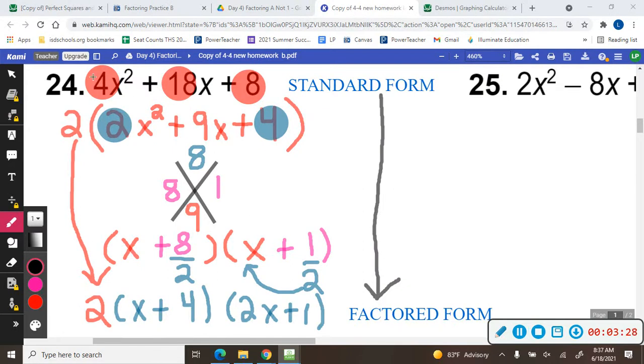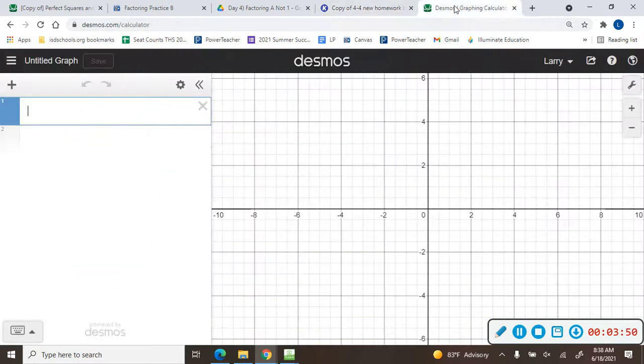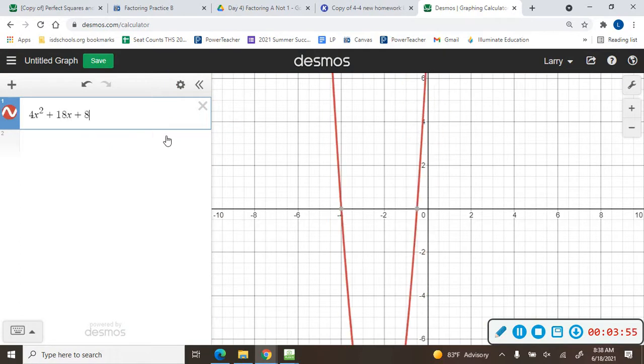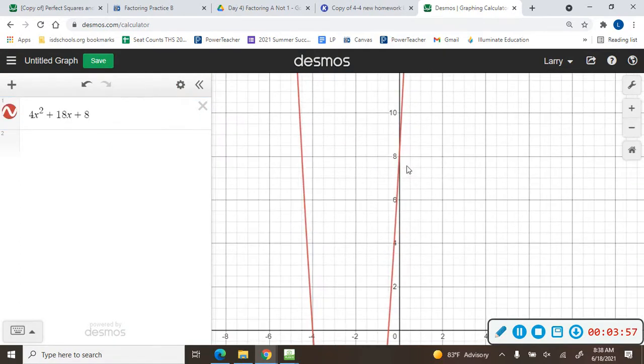So I started off with what we call standard form. If I type this in, I know because it's a positive x squared, it's going to look like this. And I also know that the y-intercept is going to be at 8. So that's what the standard form tells me. The y-intercept is 8, and it opens up. So 4x squared plus 18x plus 8. I want you to notice that the y-intercept is 8. It comes from the 8 of the standard form.